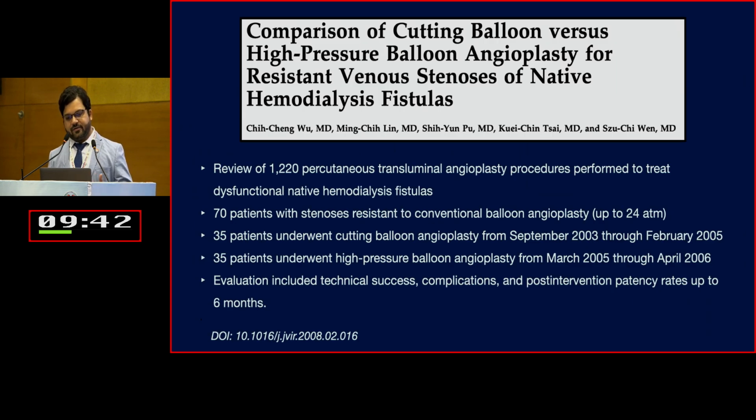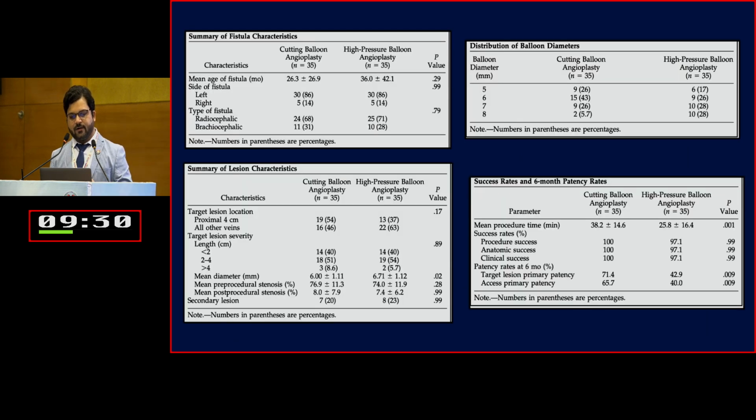Then coming to the literature, the various randomized trials that have been done. This was one of the studies. Around 35 patients were randomized to balloon angioplasty and cutting balloon angioplasty, and various parameters were noted. The balloon sizes used were 5, 6, 7, 8. There were different types of stenosis and different types of fistulas.